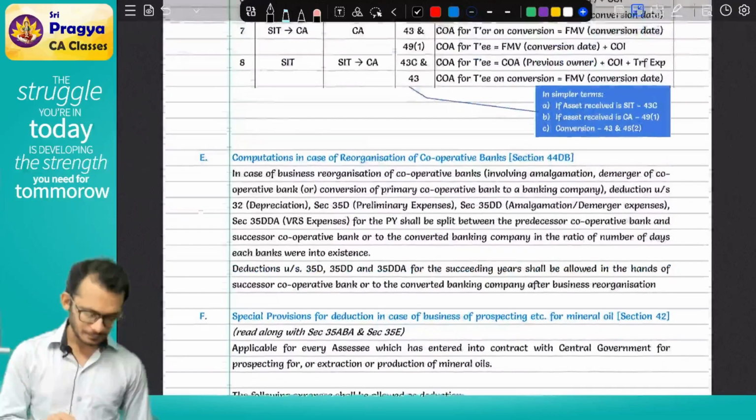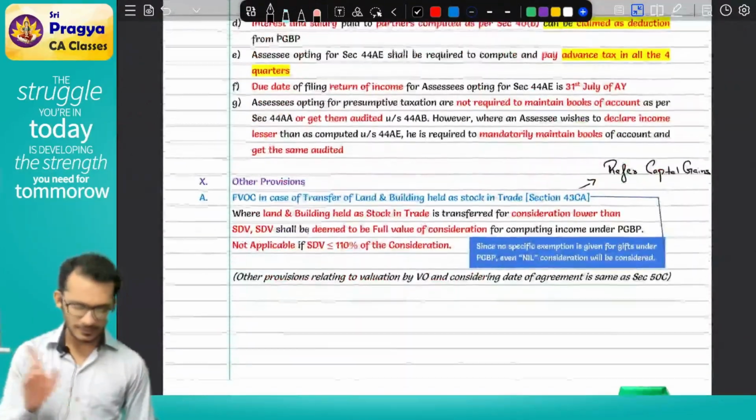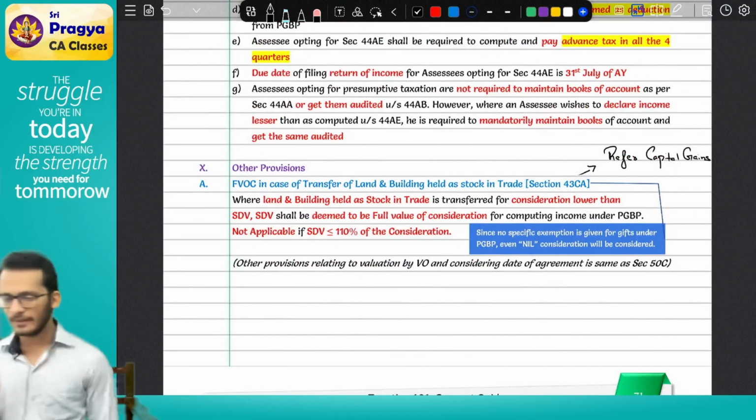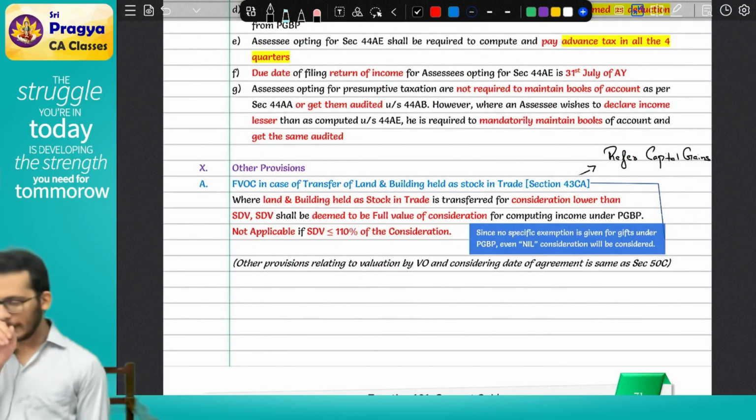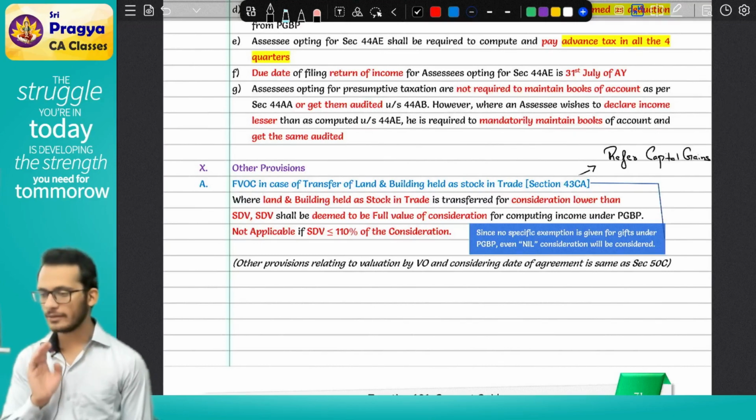1, 2 and 3. 2.5 pages or 3 pages. You can ignore it. You don't have to read it from an exam perspective. Just give it a walkthrough. If you don't understand, let me know. From a practical perspective, I'll explain it to you. Beyond that, that's not important.